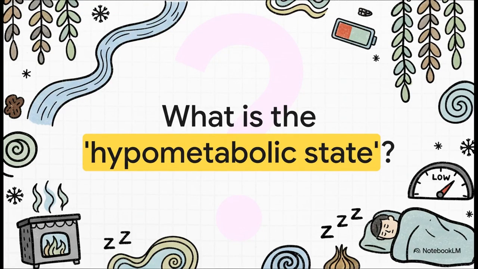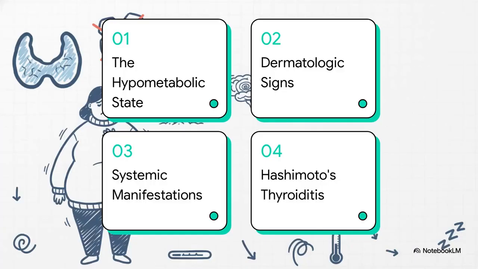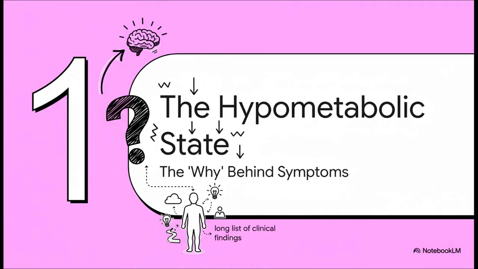To really truly understand hypothyroidism, you have to be able to answer this one simple question. Because honestly, every single sign, every symptom we're about to cover, it all comes back to this one core idea. So what exactly is this hypometabolic state? Here's our game plan for today. We're going to start by nailing down what that hypometabolic state really is. Then, we'll look at the clues you can actually see on the outside, the skin, the hair, the face. From there, we'll dive inside to see the systemic effects, and we'll finish up by unmasking the number one culprit, Hashimoto's thyroiditis.